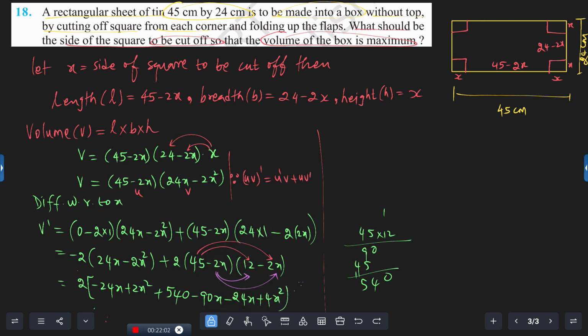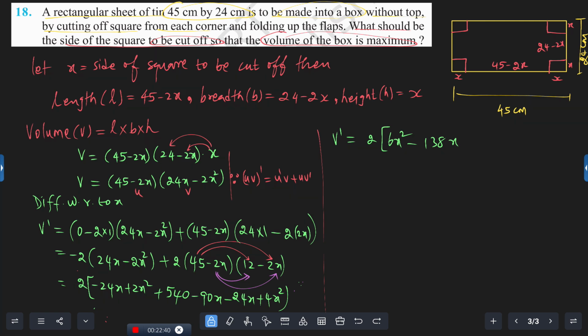Is anything possible to cancel now? Do it. Now listen, this is v dash. We have 2x square outside commonly, and 2x square is 4x square. When you add 6x square, I am getting. Next, listen carefully: this is minus 24x, also minus 24x, also minus 90x. Then all the negatives, when you add, what will you be getting? 90, 24, 24 is 138. I am getting 138x.